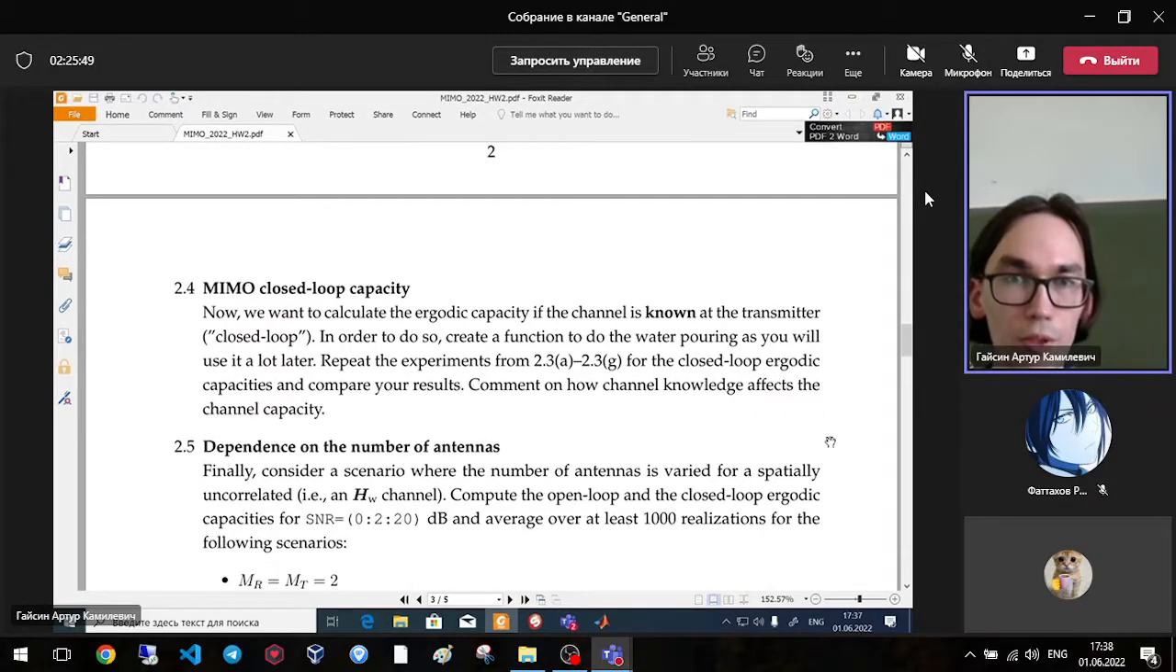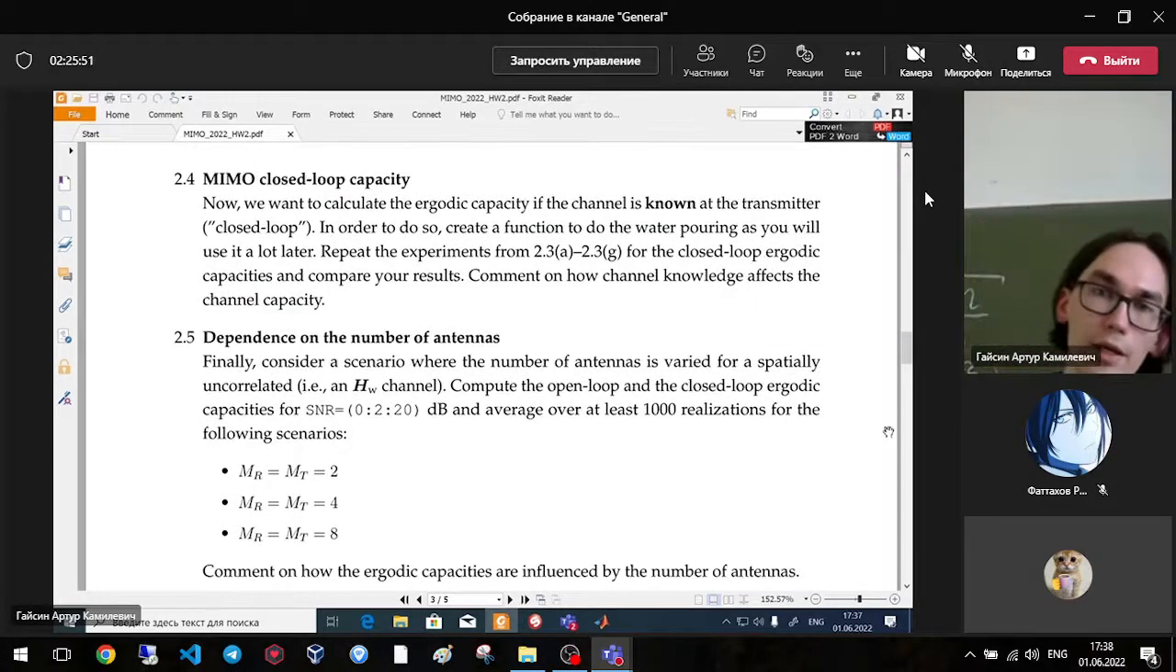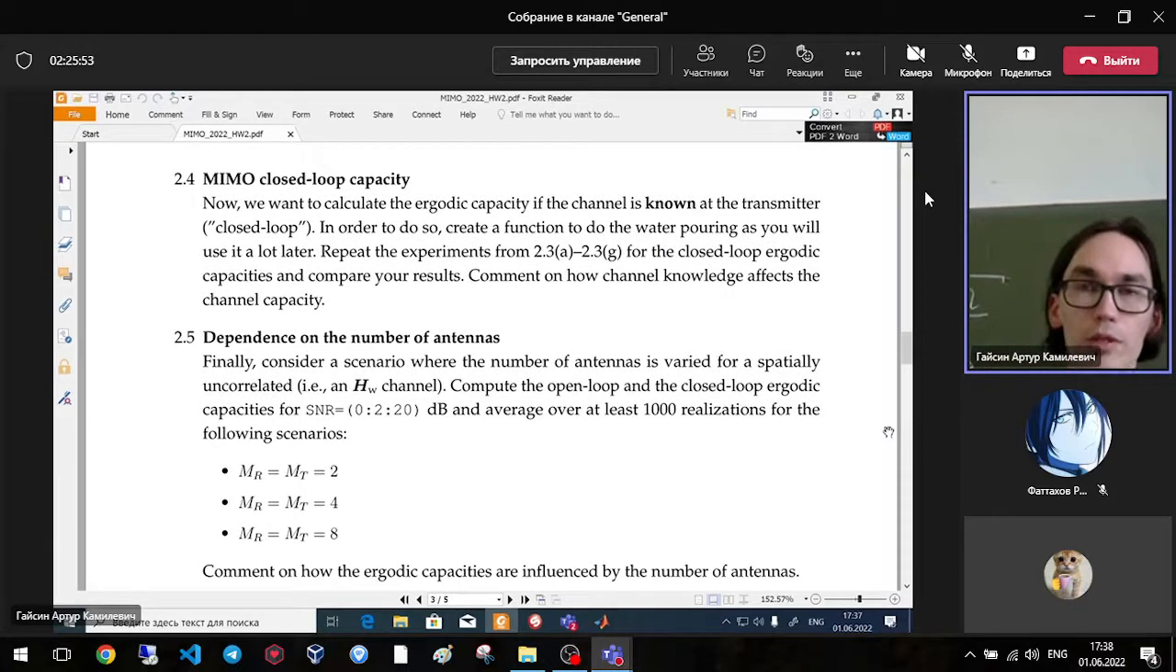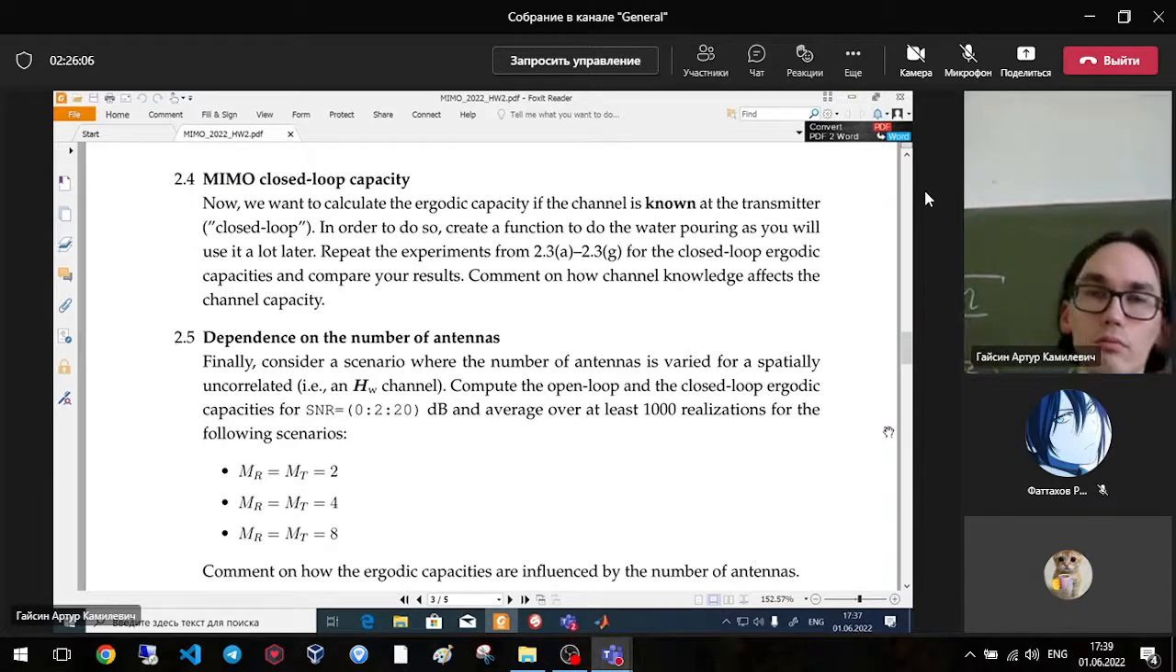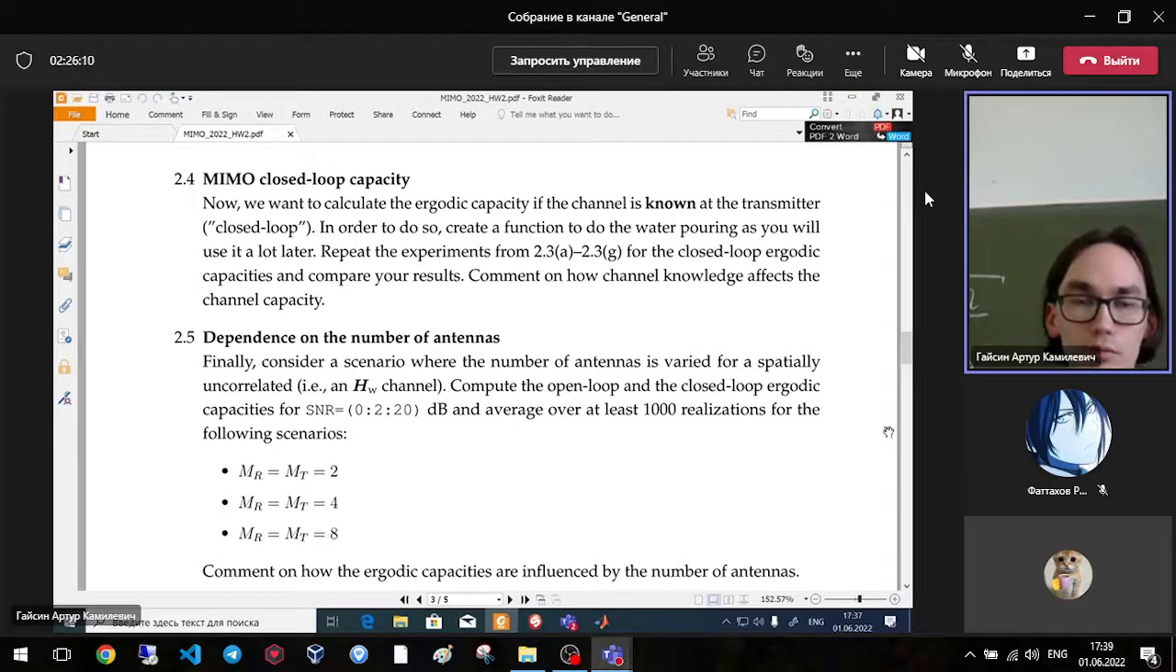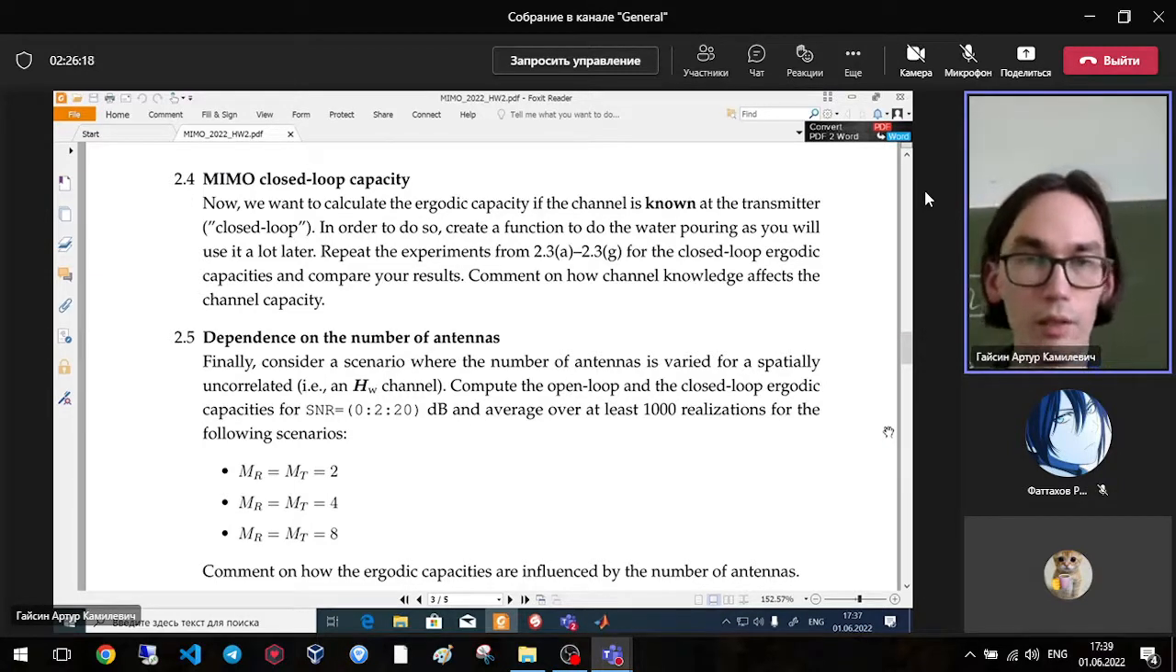The same thing we do for A to G, but when we know information about the channel at the transmitter. So it is something like the water-pouring algorithm. So how we can get knowledge about the channel, but not how to get it, how to improve our capacity with this knowledge about the channel.